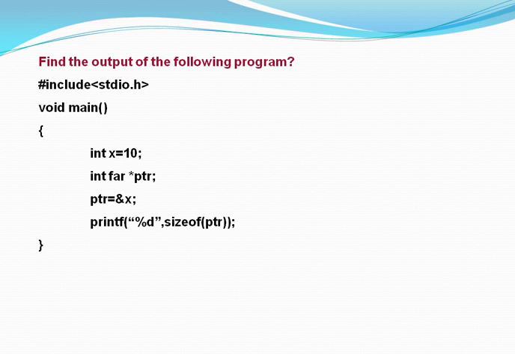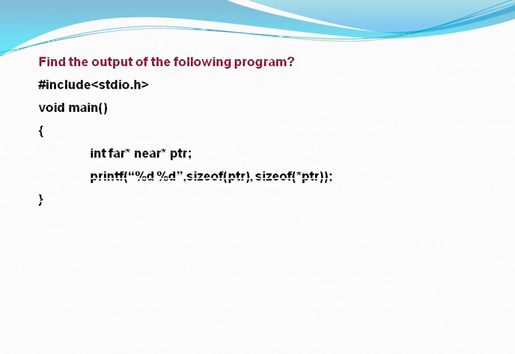So find the output of the following program. So we are having one variable int x equals to 10, int far star ptr, ptr is equals to address of x. Now printf %d size of ptr. So what is the size of ptr? As the far pointer is having the size 4. So any type of far pointer is having the size 4. So what is the output of the following program?